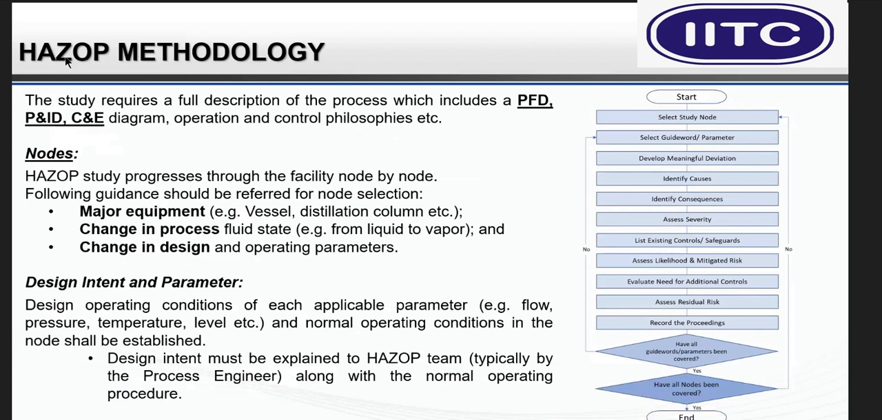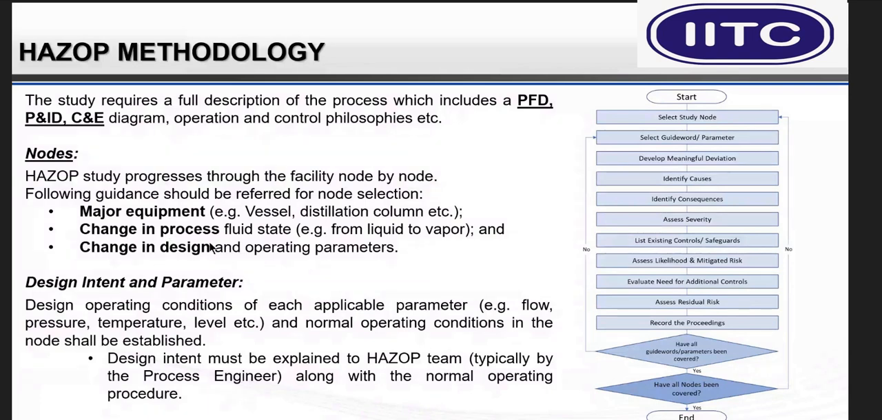The simple methodology of HAZOP is given here. The main documents for conducting the HAZOP are the process flow diagram, the process and instrumentation diagram, and cause and effect. The first and foremost requirement is to identify the node. The nodes are identified considering these three parameters. We have to focus on major equipment like vessels and other things. In our case, we have a storage tank, pumps like this.